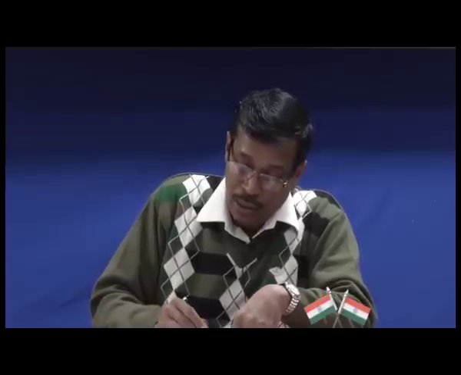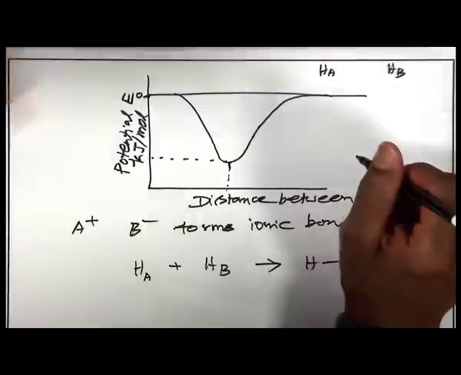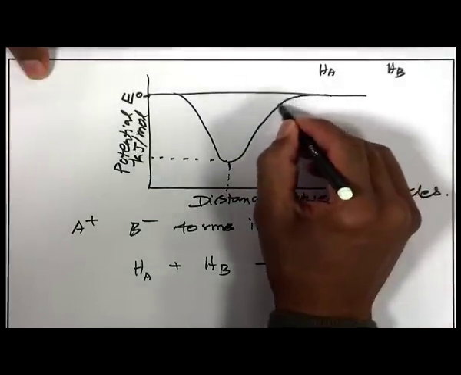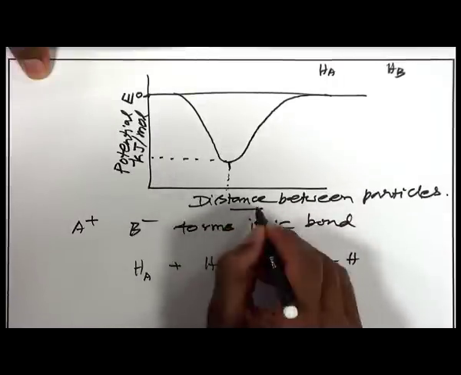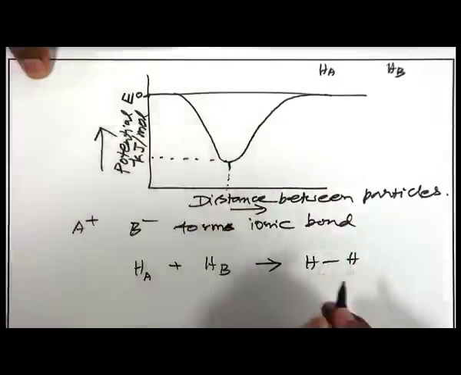For example, here the two hydrogen atoms A and A are far apart, they are well separated and there is no attraction between the two particles. As a result, the potential energy for that system is 0. So, at this distance the potential energy is 0. But as the distance decreases between the two neutral hydrogen atoms, the energy decreases like this. So, the distance is this way, the energy is this way.